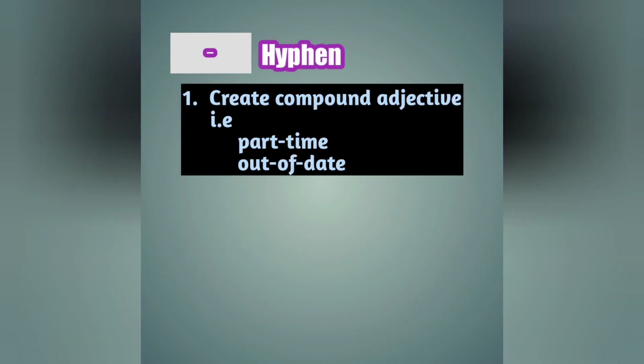Hyphen is used to indicate a compound adjective like part-time. It is a compound adjective. Which type of job is it? It is a part-time job. So the type of job is part-time: part hyphen time. Or out-of-date. The medicine is out of date, expired. To indicate this kind of compound adjective, we use a hyphen.